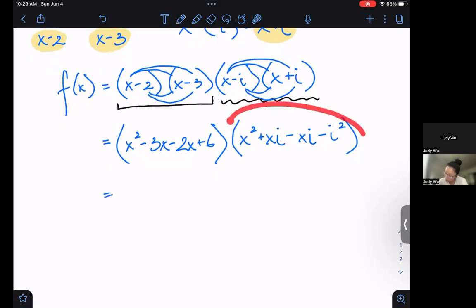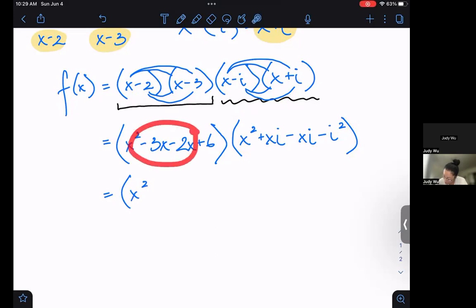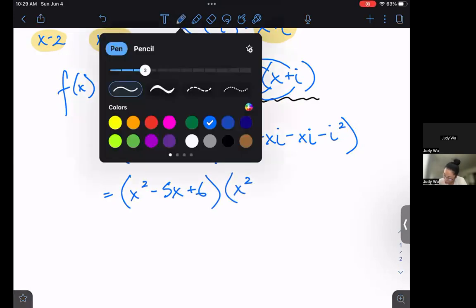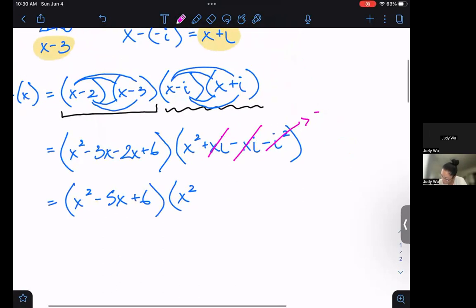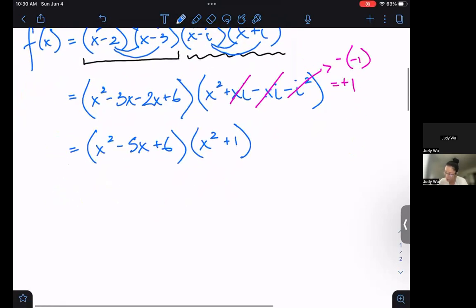And I'm going to go ahead and clean up this second bit before I do anything else. All right, so I've got x squared. I'm also going to combine these two to make a negative 5x plus 6. And then over here, I have x squared. I notice that the xi and the minus xi, those go to 0. And then negative i squared is really the same as negative negative 1, or positive 1. So I really have x squared plus 1 here, all right?